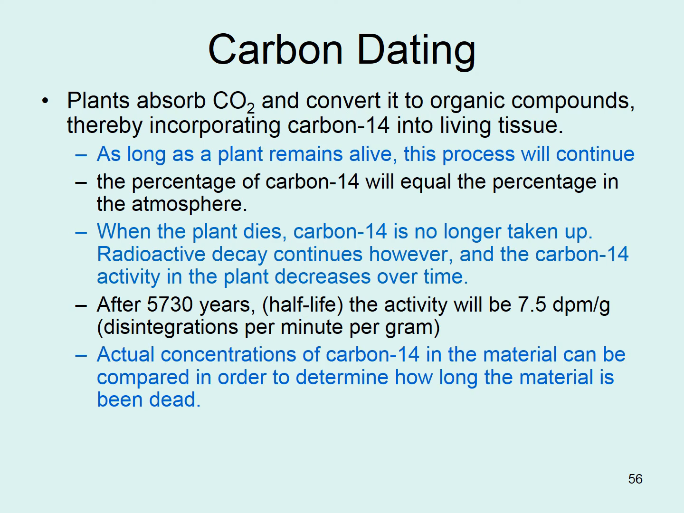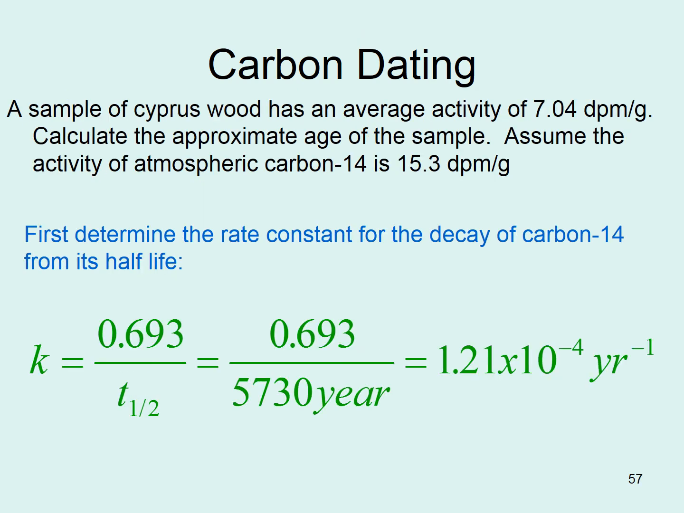Then you can compare. Say you're trying to carbon date some kind of old canoe that was made out of a tree trunk. You can measure the activity of carbon-14, how many disintegrations per minute are coming off of it, and then compare it to the 15, which would be in currently living tissue. So we can compare the concentration in the material to living material to know how long it's been dead. So that gives us a pretty good idea of how old something is.